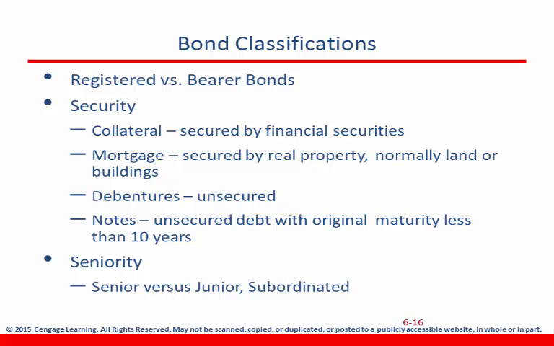Similar to junior debt, you have subordinated debentures. These are bonds that have a claim on assets only after the senior debt has been paid in full, in the event of a bankruptcy or liquidation, right? And that's really easy to remember because subordinate is a term that means below or inferior to. So if you remember that, subordinated debt is obviously going to be below senior debt.